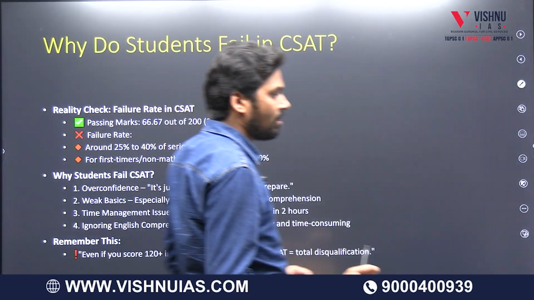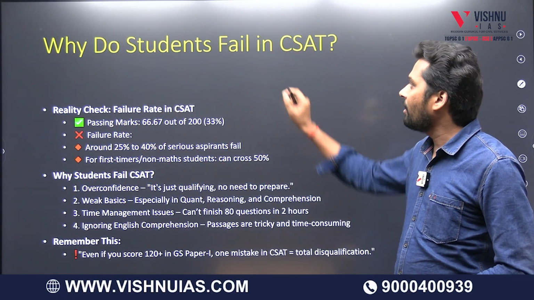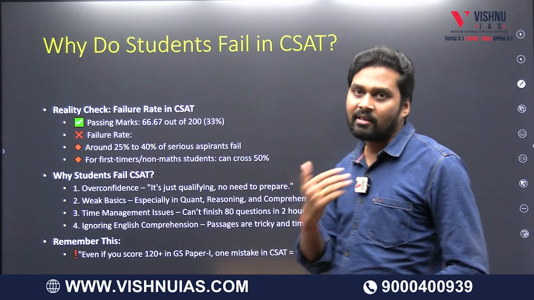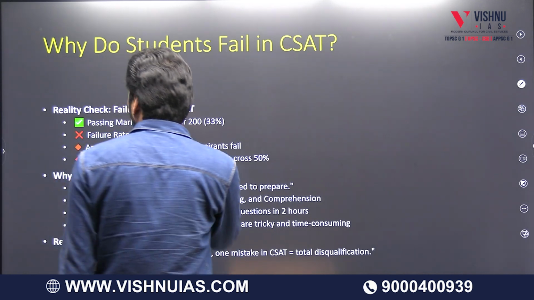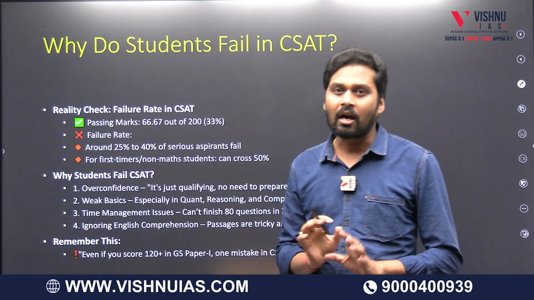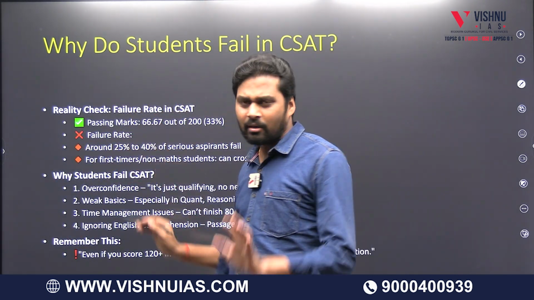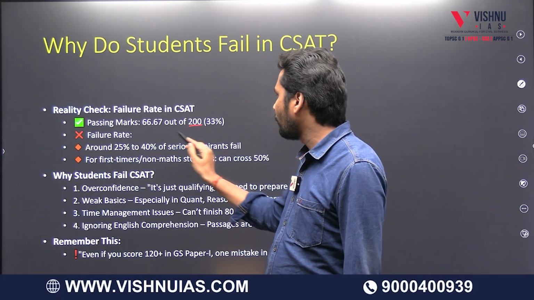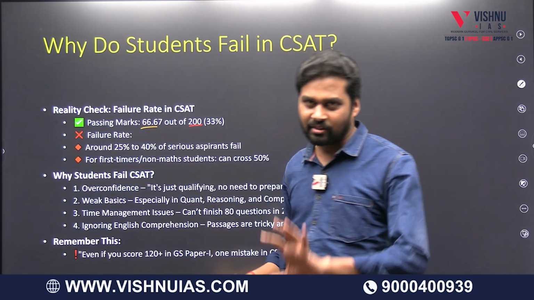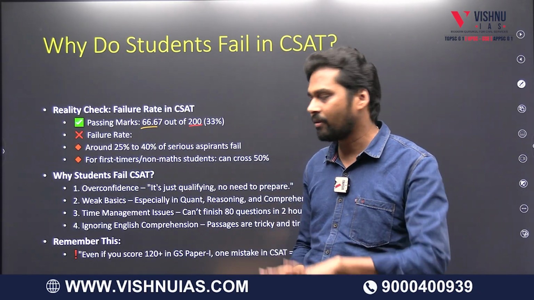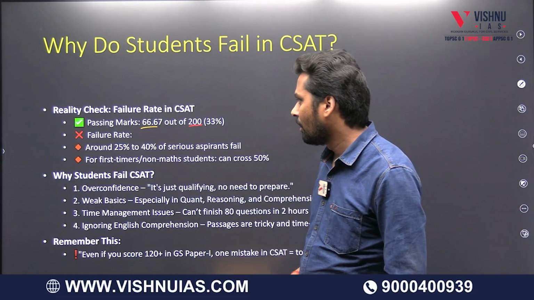Most of the students fail in CSAT. You know what is the reason why they fail in CSAT? The first one is the reality check: the failure rate in CSAT. The passing mark, we know how much we need to get out of 200. Out of 200, we need to get 66.66, so 66 marks, or 67 marks. You need to get 67 marks.